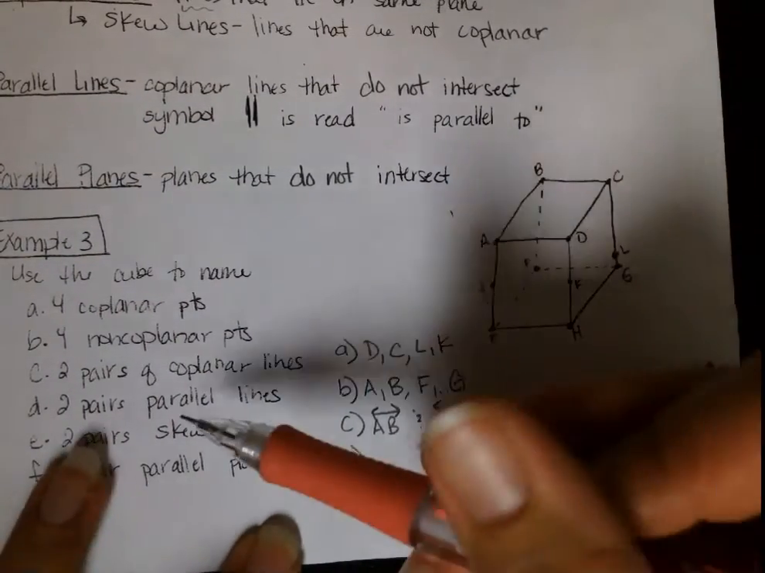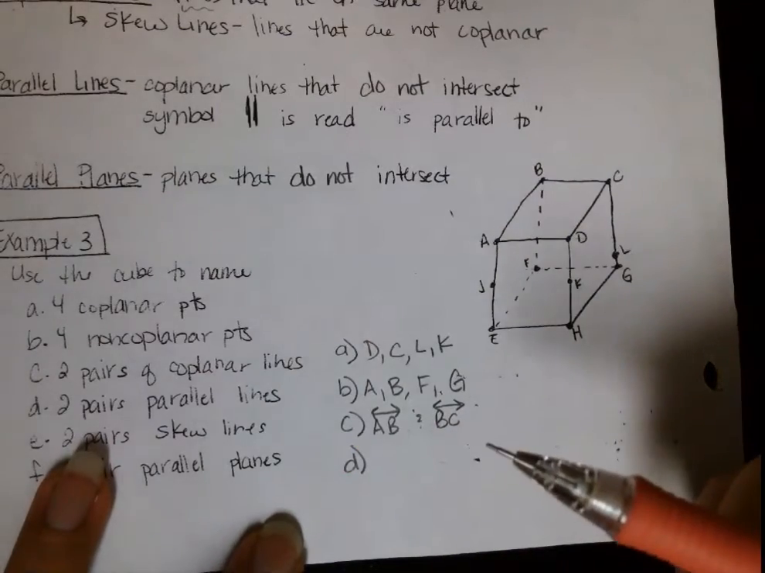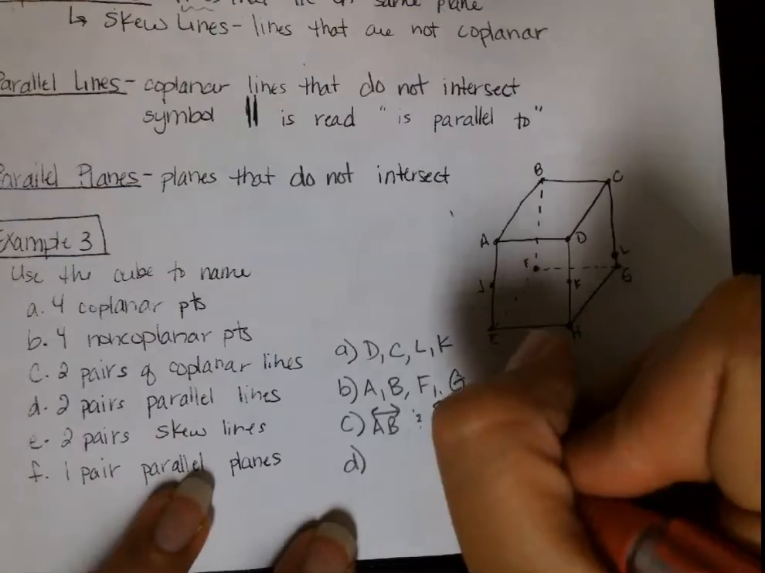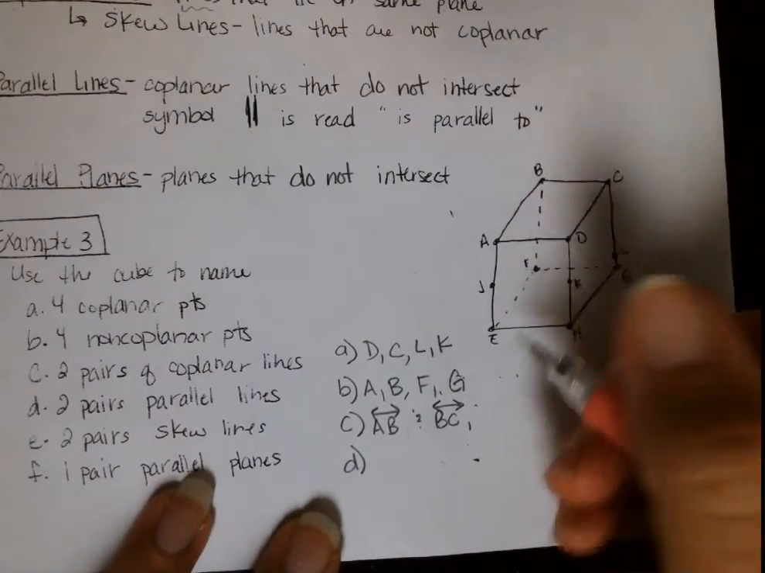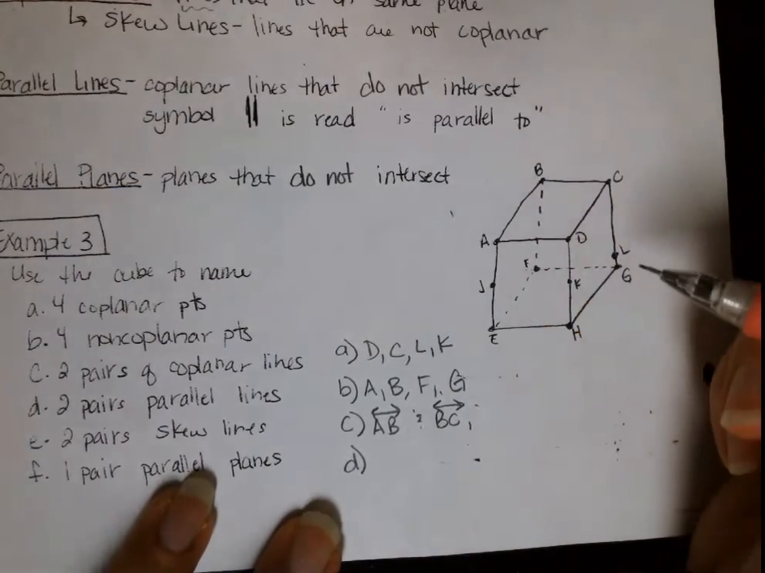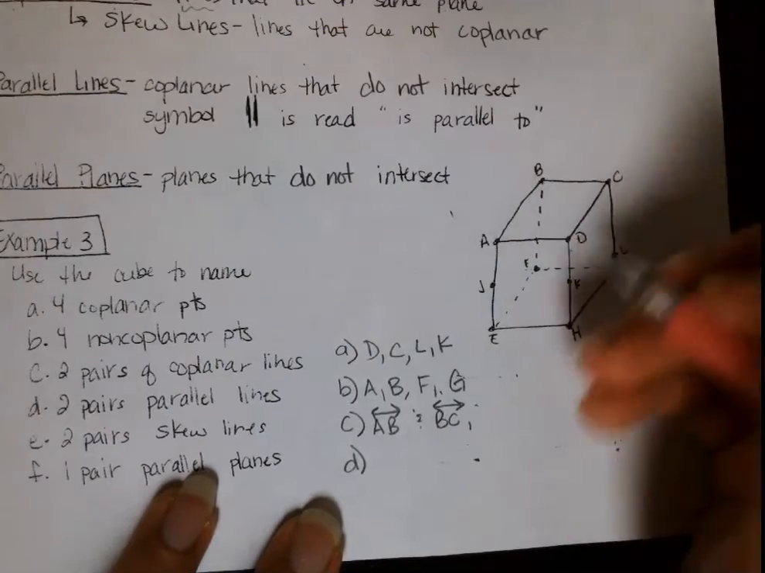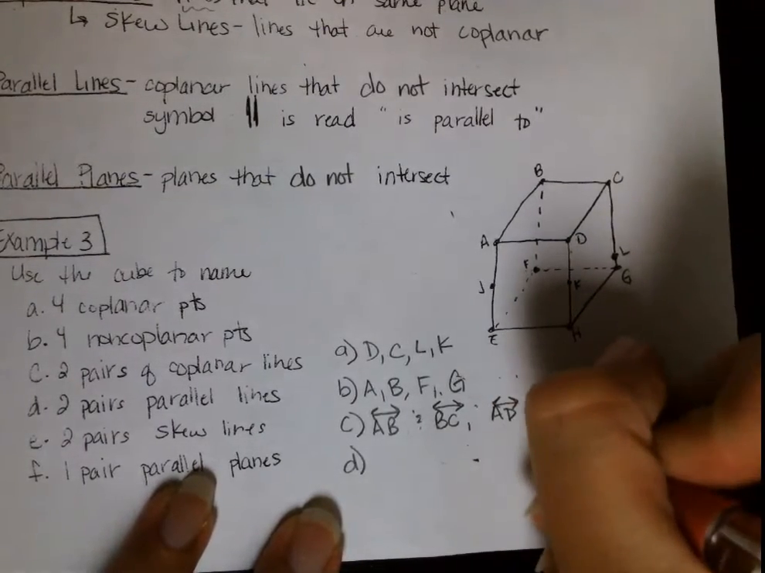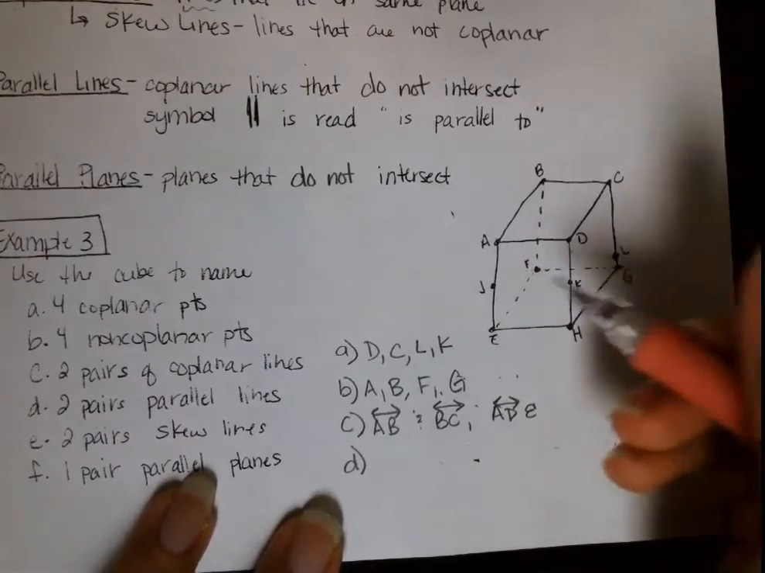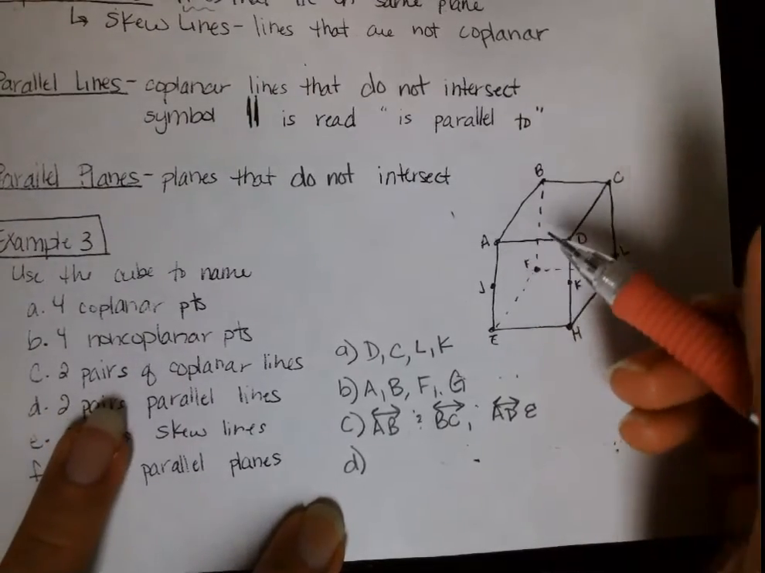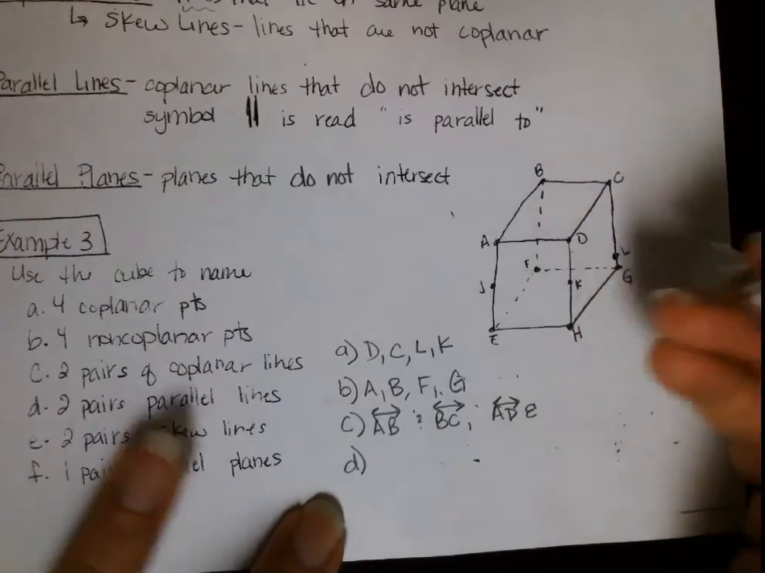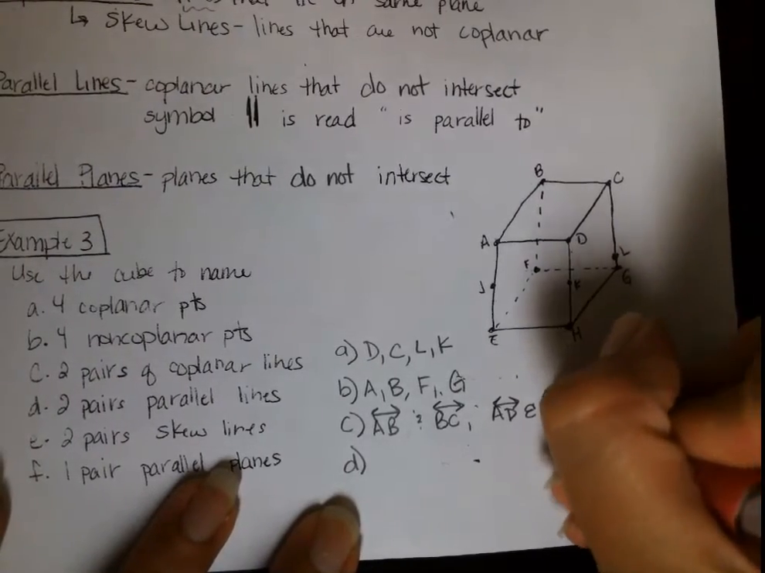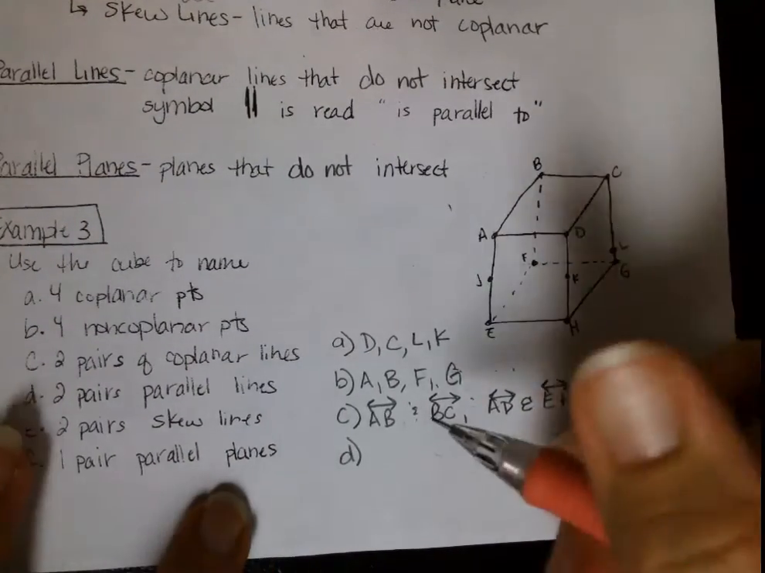D, 2 pairs of parallel lines. All right. Oh, wait, hold on. I was supposed to do C. I was supposed to do 2 pairs. Whoops. Let me back up there. So we did AB and BC. What if we did AD and EH? 2 pairs of coplanar lines, AD and EH? I'm sorry about that. Got ahead of myself.